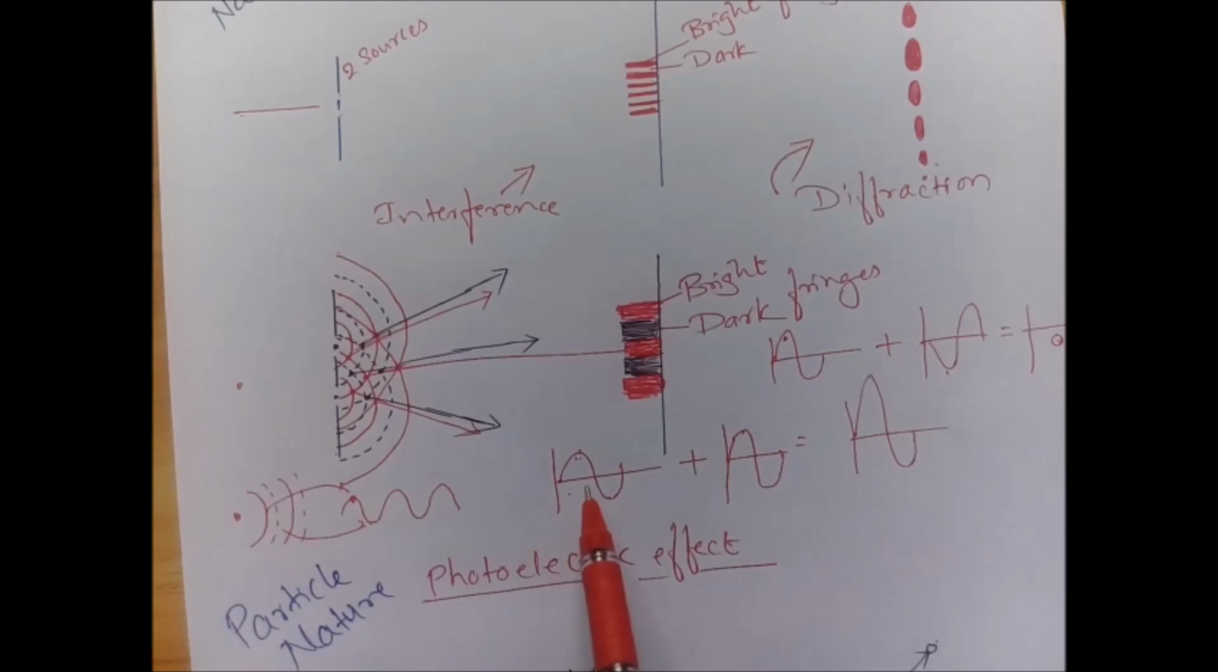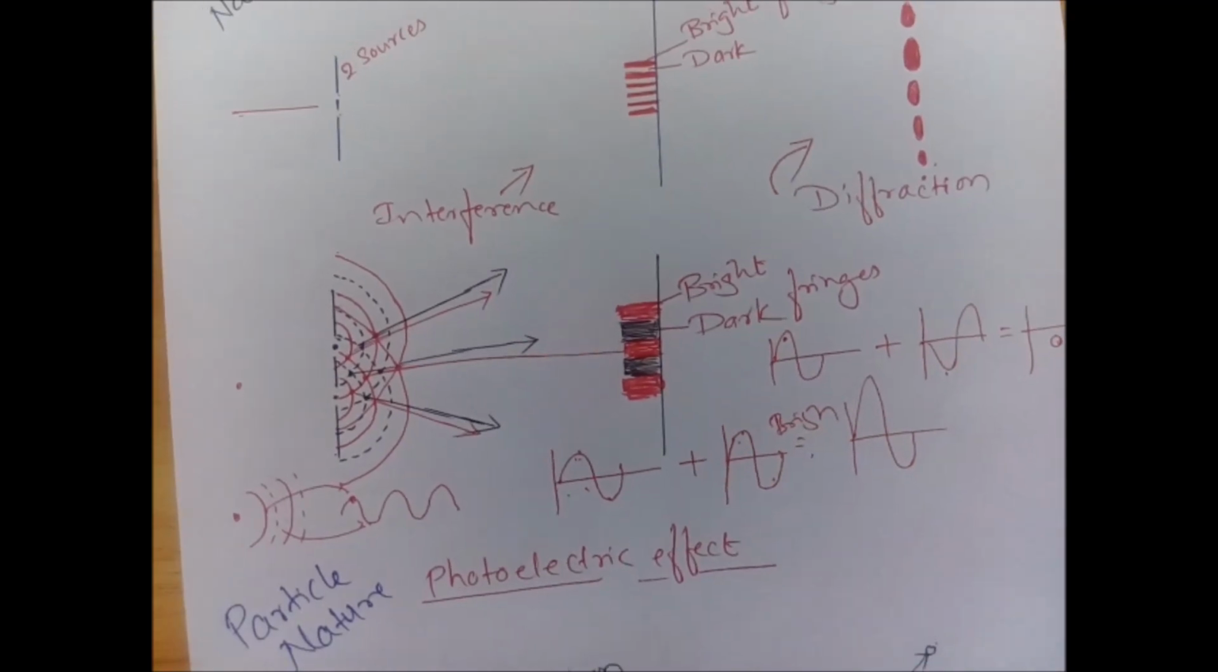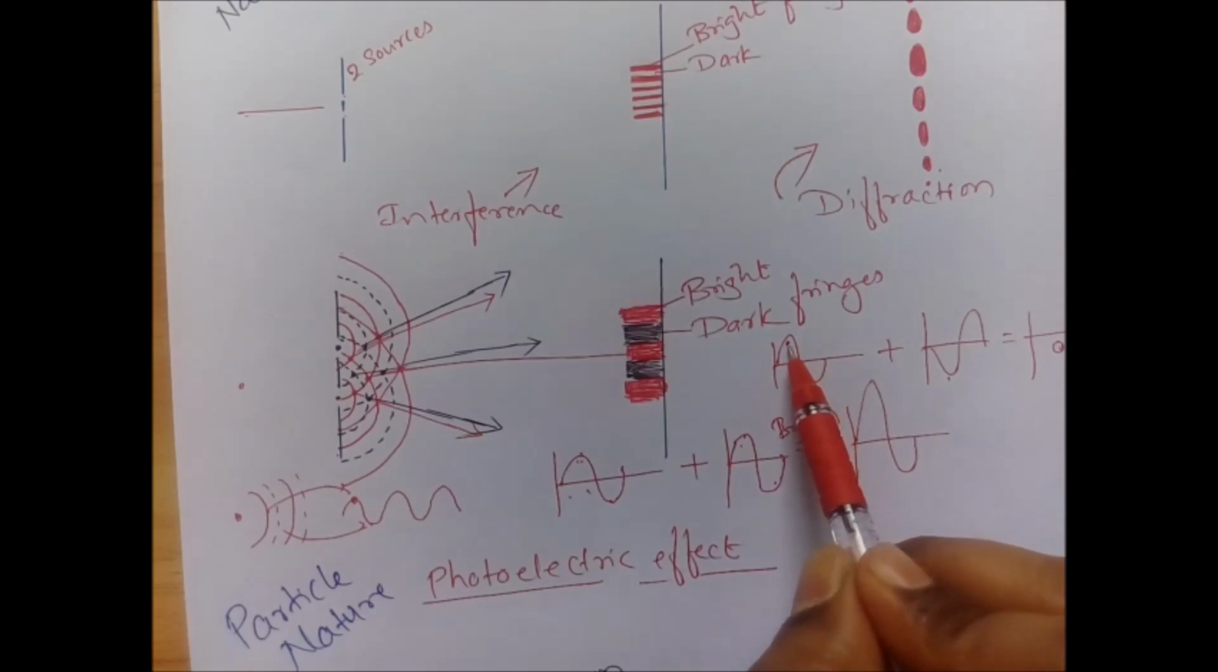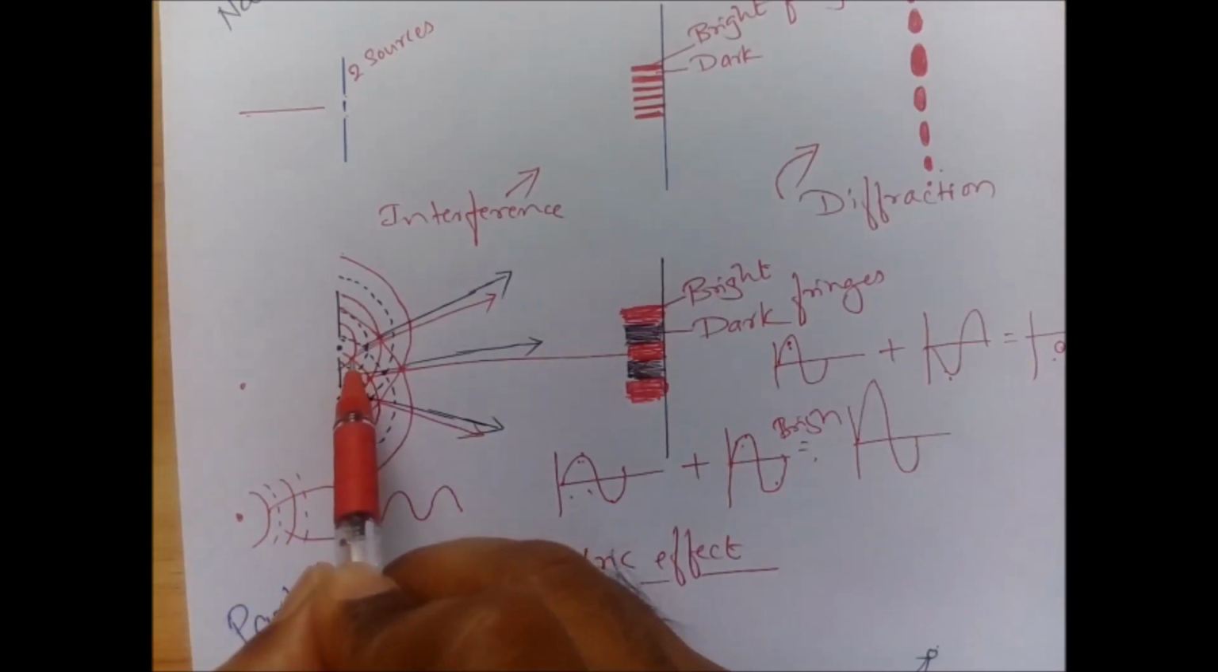That means when a crest falls on the crest, or a trough falls on the trough, we get the bright fringe. When the crest falls on the trough, what will we get? We will get the dark fringe. So this is a thing which is happening here.